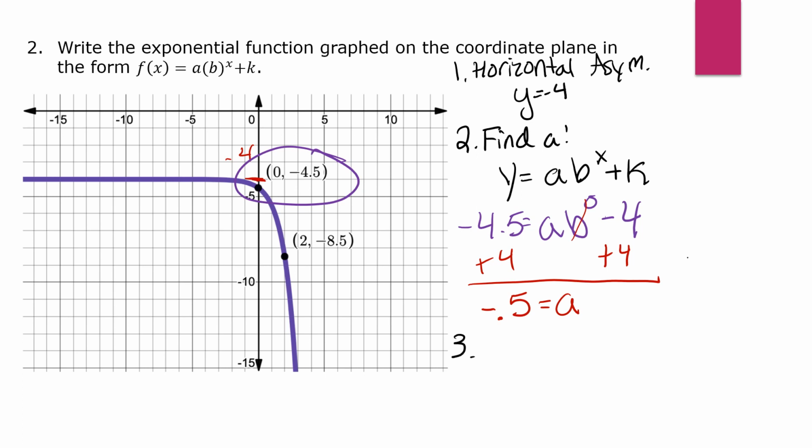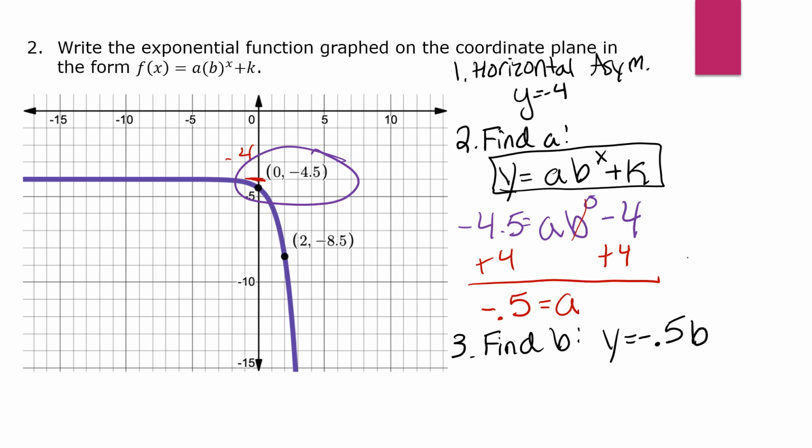All right, now the third step we did was to find b. So we're going to plug it back into this equation right here. We know what a is. We don't know what y is yet. Well, we're going to plug in some y value. So to find b, we're going to do y equals negative 0.5, b to the, and we're going to use this negative 8.5. So it'll be b squared. And then the y value, we're going to replace that with the negative 8.5.